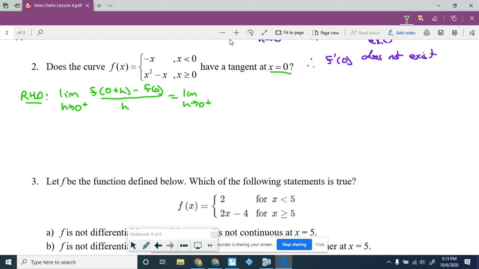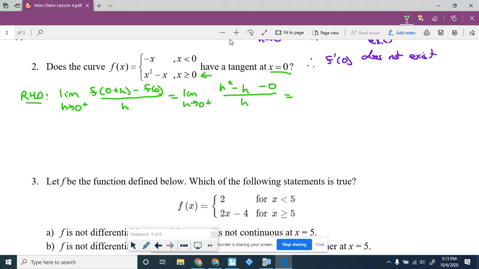What's f of 0 plus h? Well, I'm going to put 0 plus h. Now let's see. If h is 0 from the right, it means h is positive. 0 plus positive is positive. That means I'm approaching on this graph here, right? So f of h, that would be h squared minus h, minus f of 0, that's going to be 0 squared minus 0. That's just going to be 0, all over h.